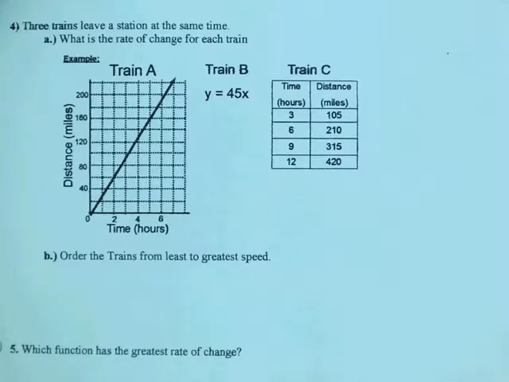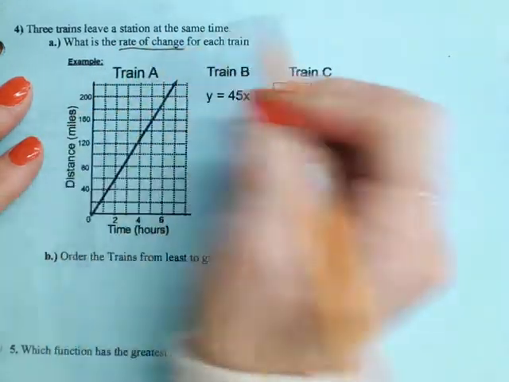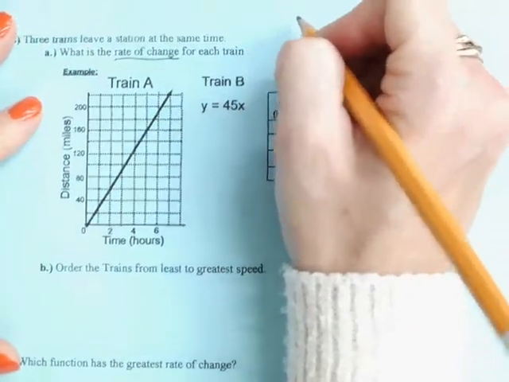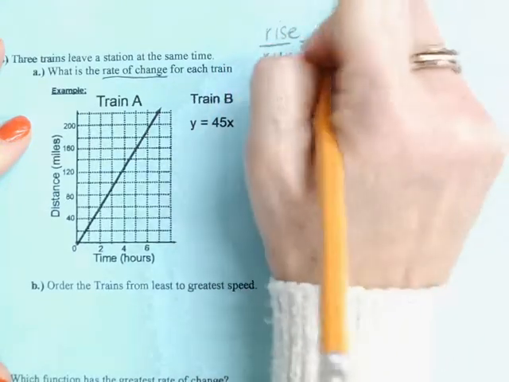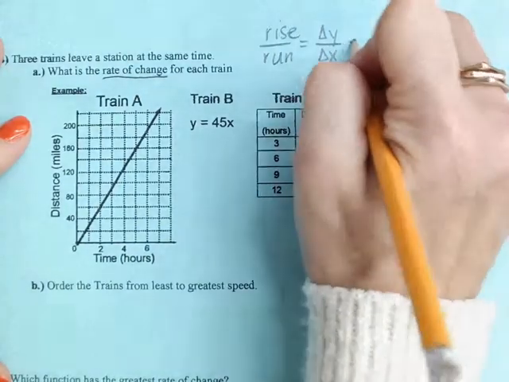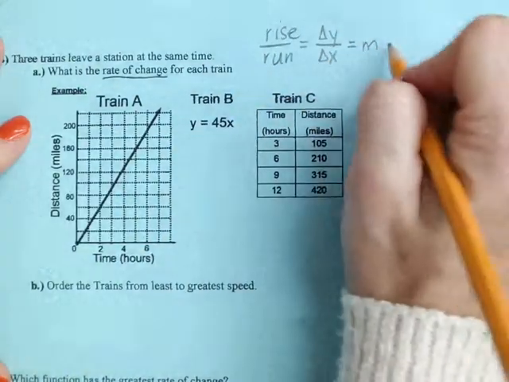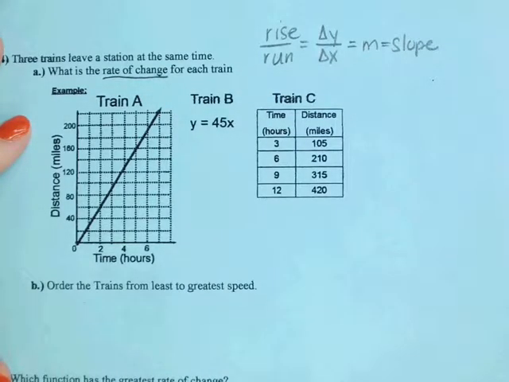Okay, so we are reviewing a type of problem that was commonly missed on your last test. This is comparing functions. So 3 trains leave a station at the same time. What is the rate of change for each train? So a quick reminder on what rate of change means. Rate of change, we write that as rise over run, change of y over the change of x, and this all is m, which is slope. They all mean the same thing, just different notation.